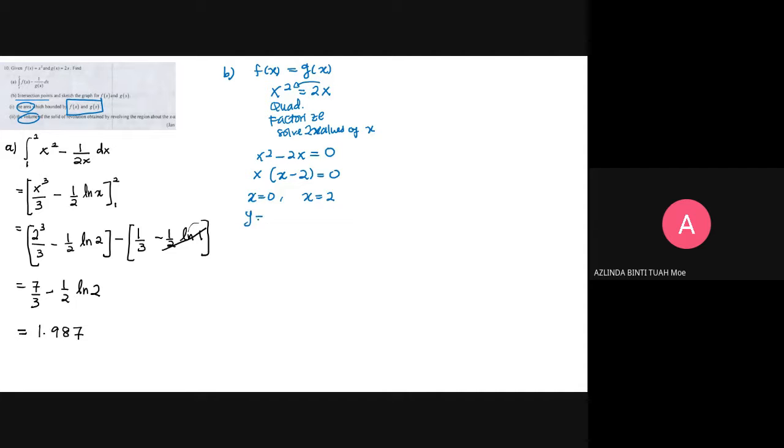So y, let's say I substitute into f(x), so 0 squared is still 0. For x equals 2, y equals 2 squared, which is 4. So the points are (0, 0) and (2, 4). These are the points of intersection.